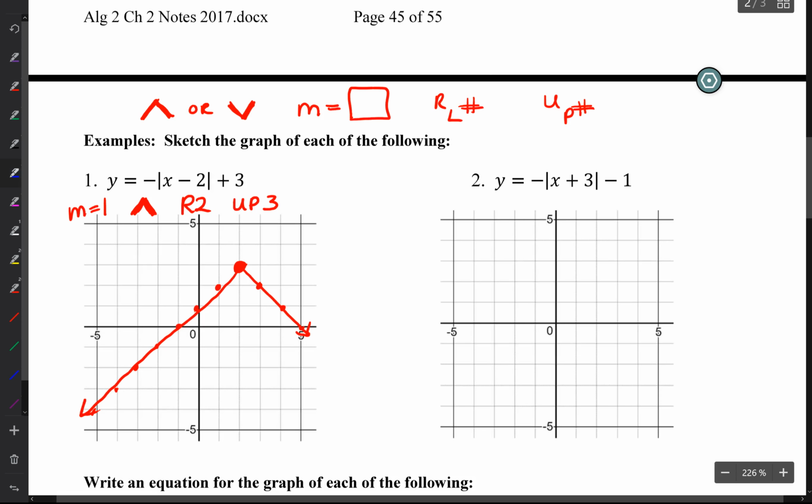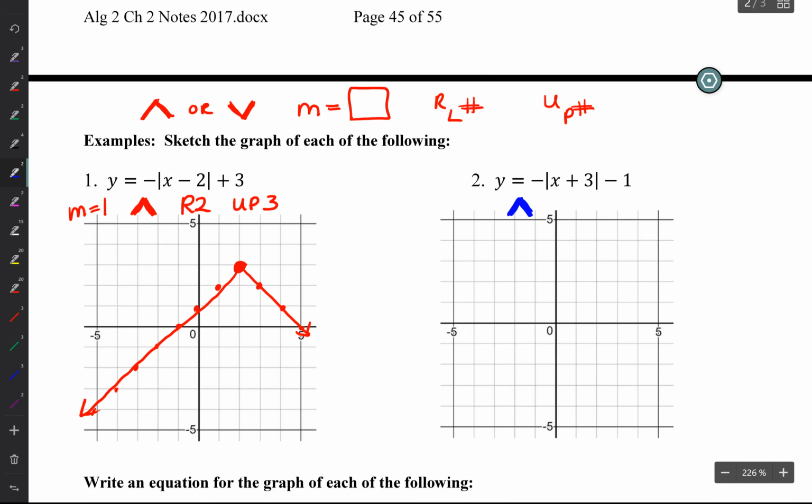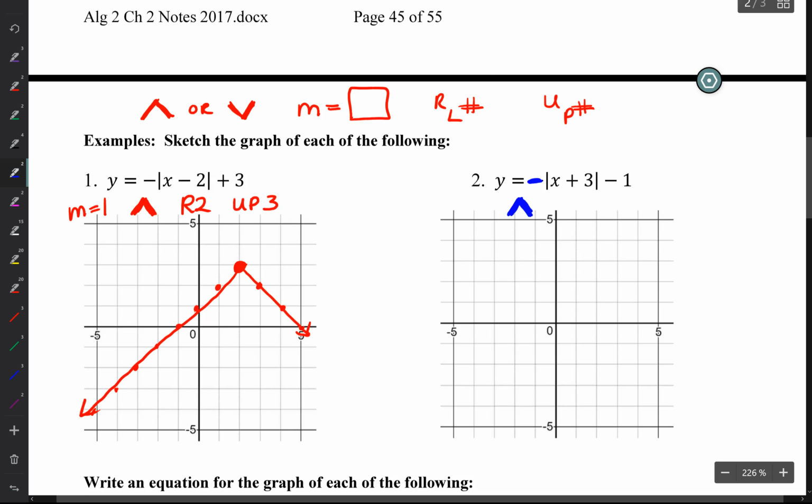Let's look at example 2. Once again, we've got an upside down absolute value because of that negative sign. The plus 3 in the middle causes it to go to the left 3, and the minus 1 causes it to go down 1. So let's go left 3, down 1 with the slope of 1, remembering that it is a graph that is a mountain and not a valley.